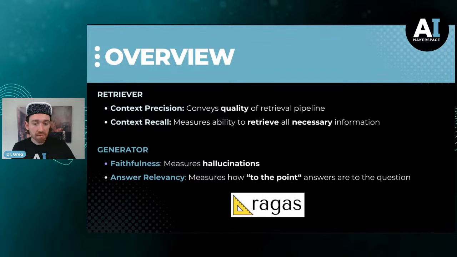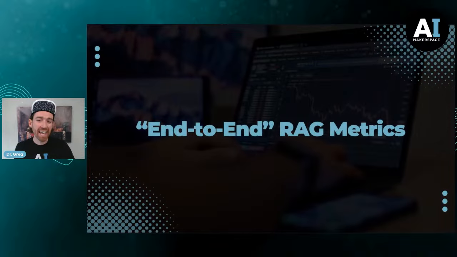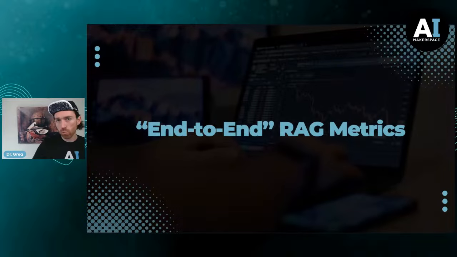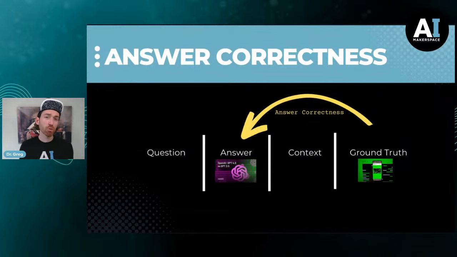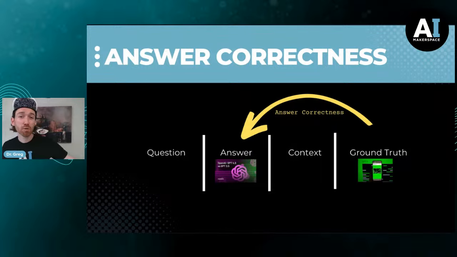And finally, RAGAS also has a few end-to-end metrics. We're just going to look at one of them today, just to give you an idea. And that one is called answer correctness. This is a great one for your bosses out there. You want to know if it's correct? Boom. How about we look at correctness, boss?